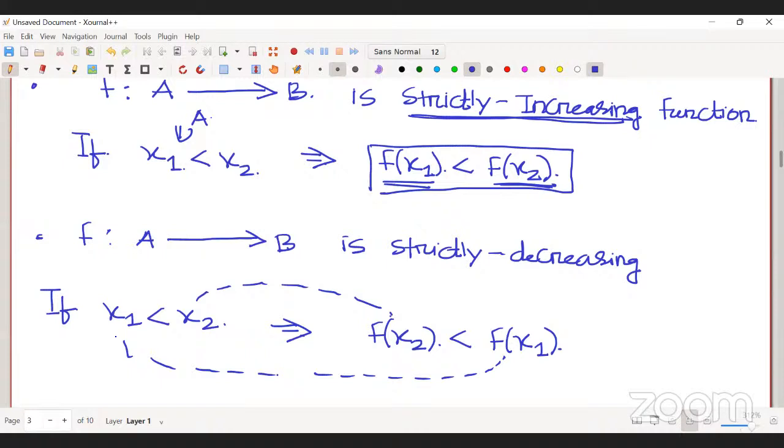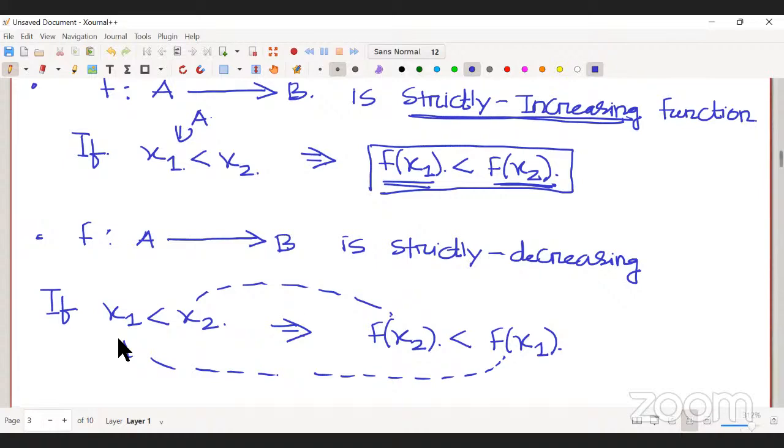Okay, so you have two classes of function. One is strictly increasing and another one is strictly decreasing. Strictly increasing functions always preserve the order, and strictly decreasing functions change the order.